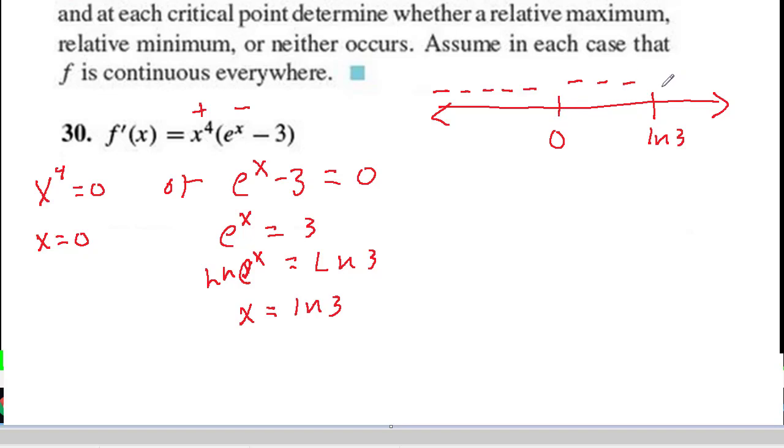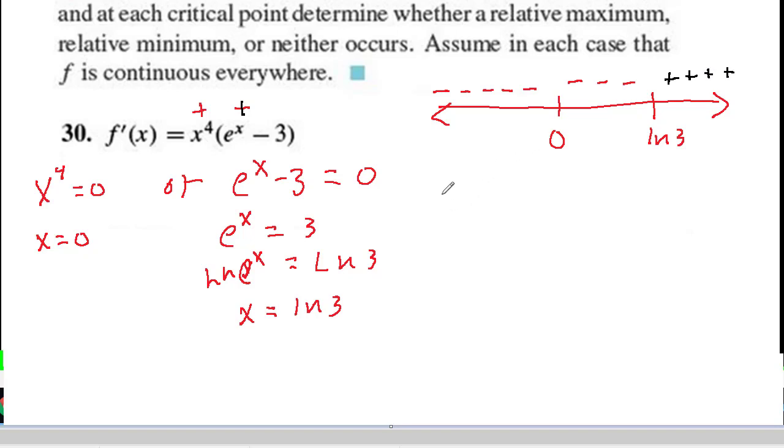And then once you get past the natural log of 3, if you put in 5, e to the 5th is definitely bigger than 3. So then when you put that in now, you will get a positive because this is going to switch.